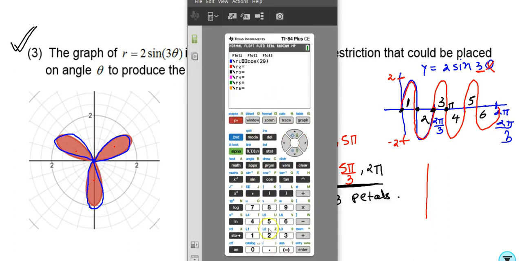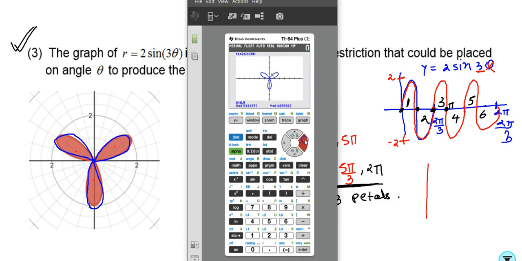Let's check this. 2 sine 3 theta. That's a graph. Okay, so you can make it a zoom 4 to see the bigger one. I guess it doesn't work. Doesn't matter. Let's see here. It works. So let's start from 0. You can see theta is 0. Now start tracing. And keep an eye on the angle theta.